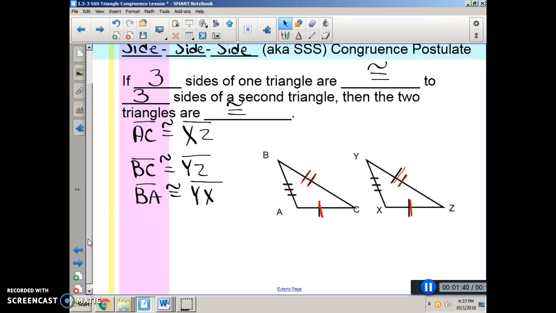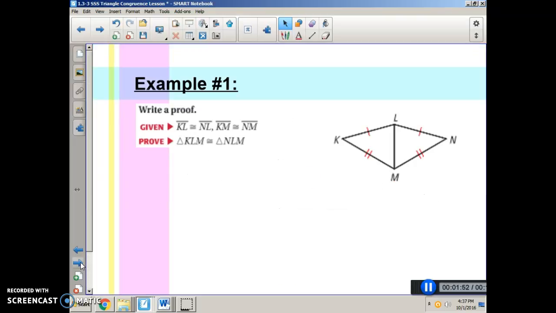Okay? So today we're looking at if I can find 3 sides that are the same in both, the whole thing is the same. Okay? So if all the sides are the same, automatically all the angles have to be the same. Right? That's what this theorem is proving.